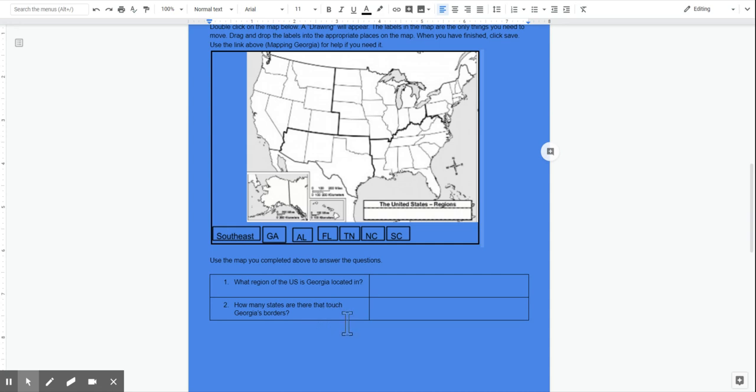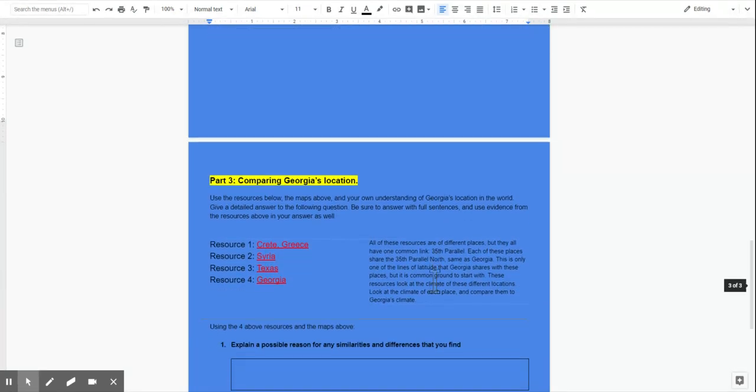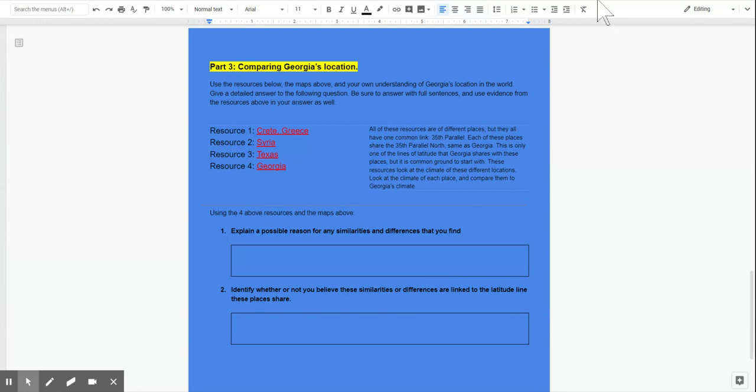All right, so how many states are there that touch Georgia? If we just map the states that surround Georgia, look, you have Georgia and then Alabama, Florida, Tennessee, North Carolina, South Carolina. So how many states? All right, so part 3.